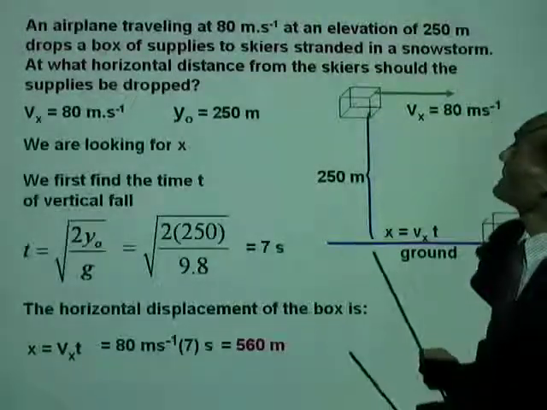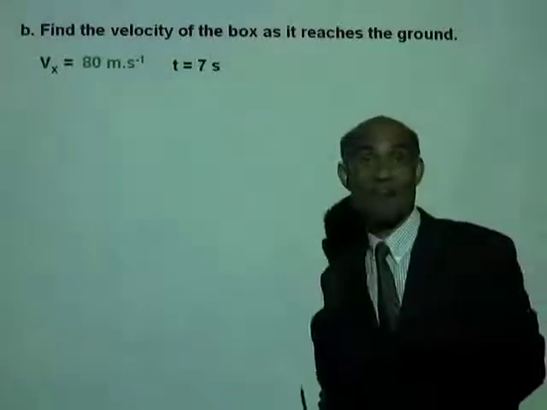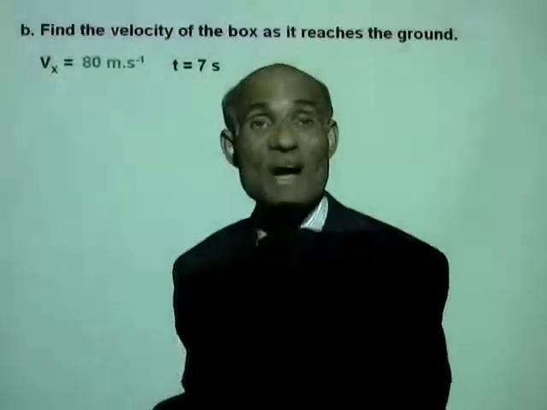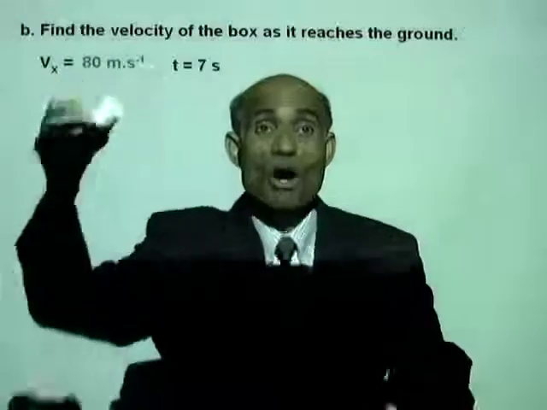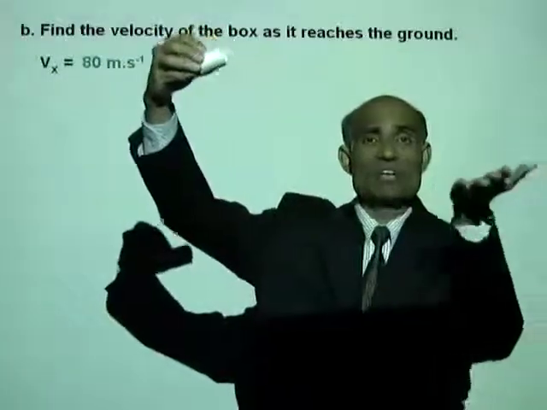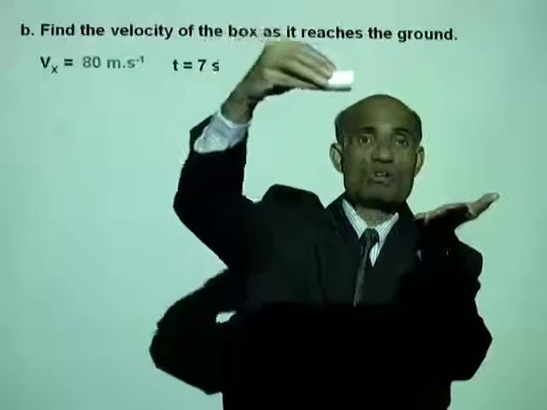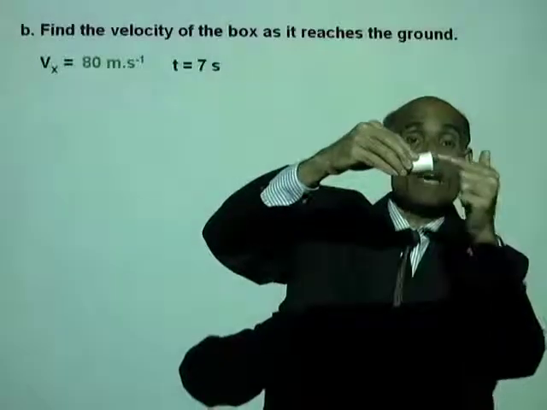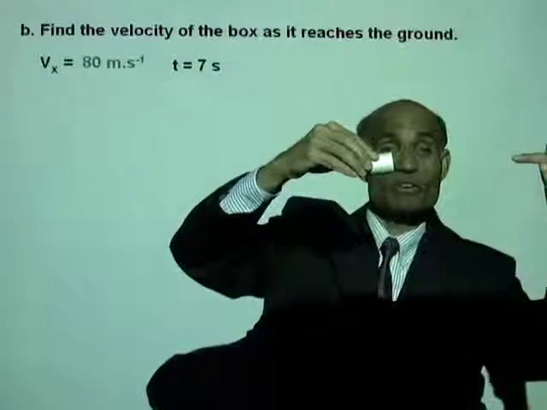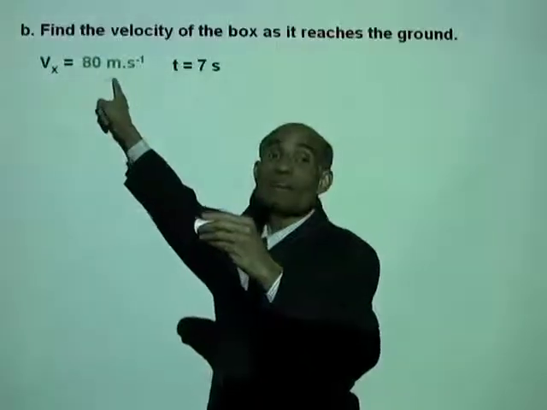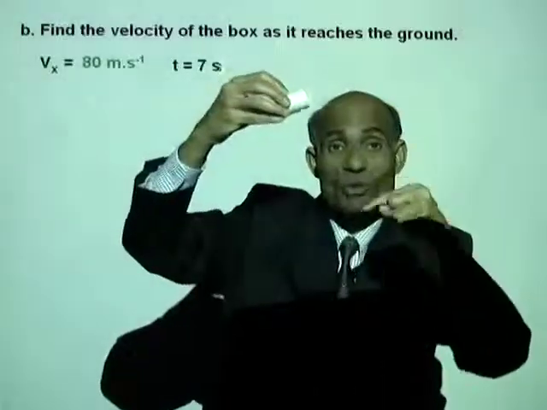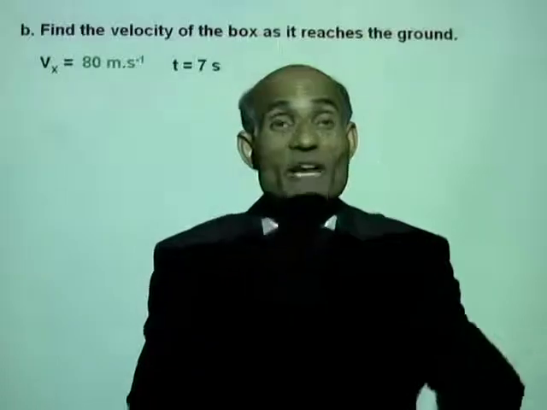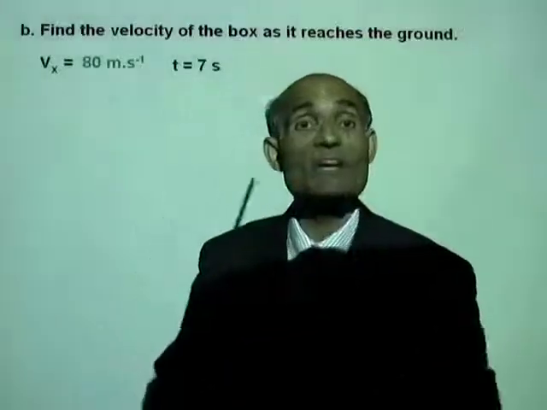Okay, let's look at another problem. Well, there is another part to it. Find the velocity of the box as it reaches the ground. Well, you see, when the box reaches the ground, suppose my hand, this hand, is the ground. The box comes and hits the ground. Look at that. When the box hits the ground, it has a horizontal velocity. What is the horizontal velocity? 80 meters per second. And in falling through a height, it has also acquired a vertical velocity. That means it has a horizontal velocity and a vertical velocity.